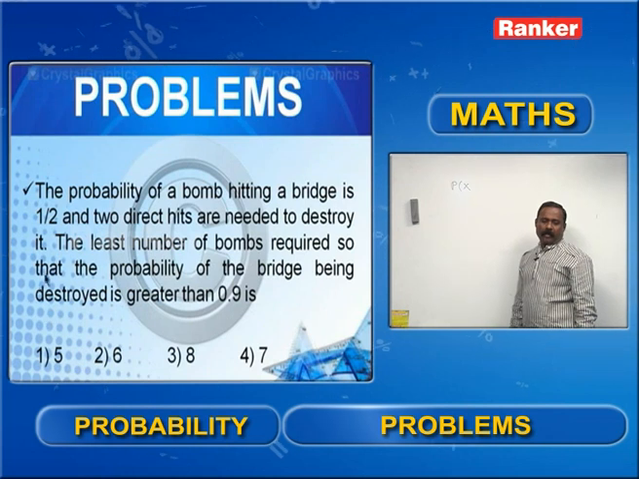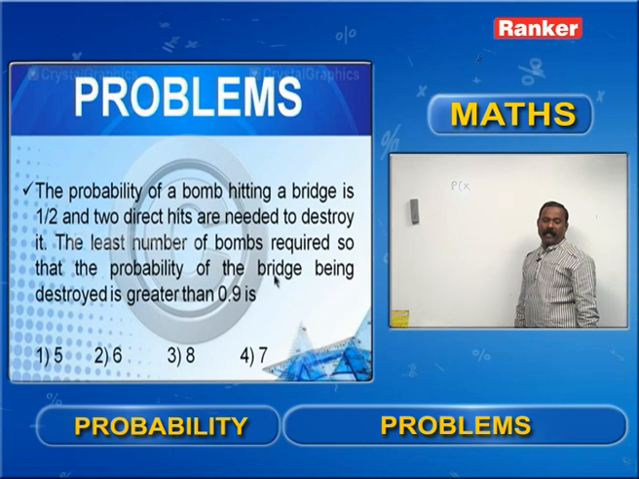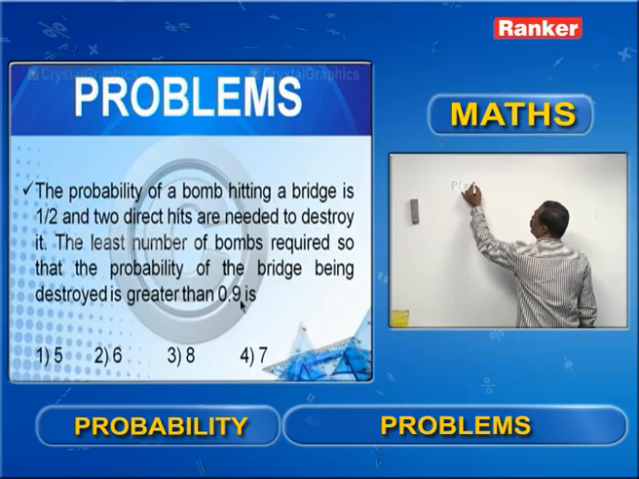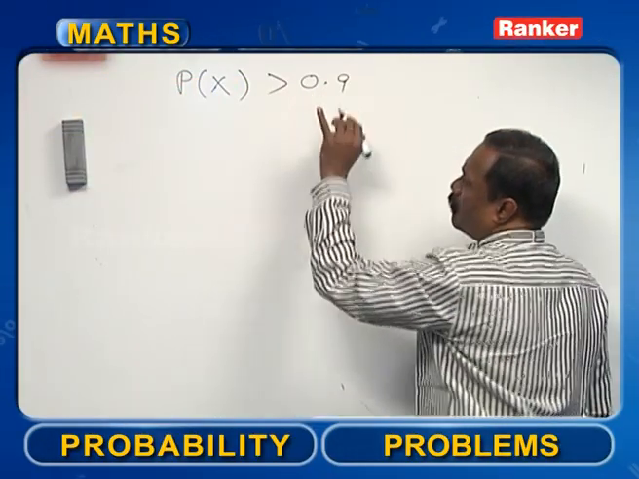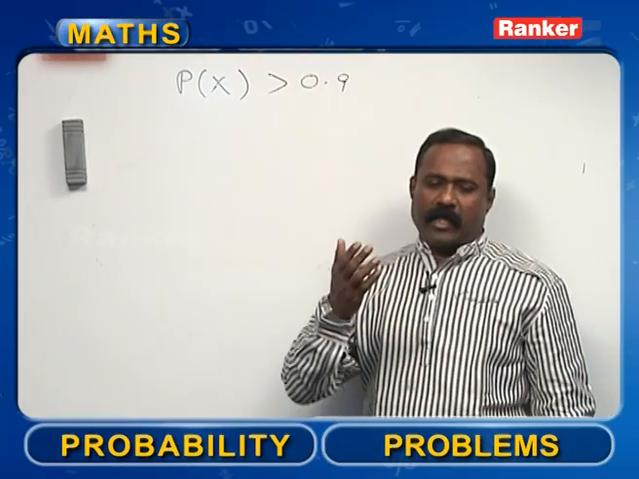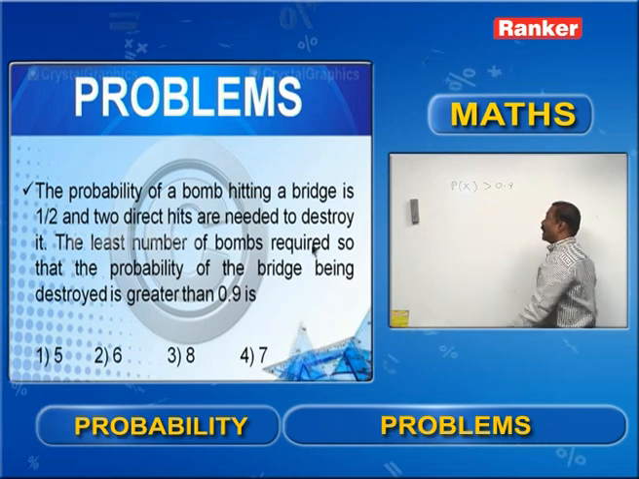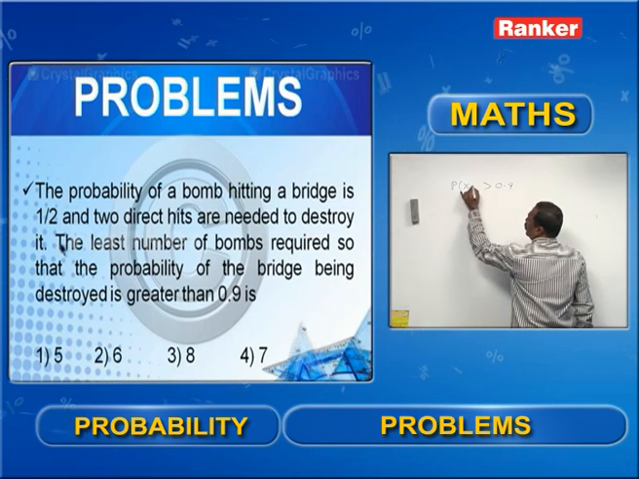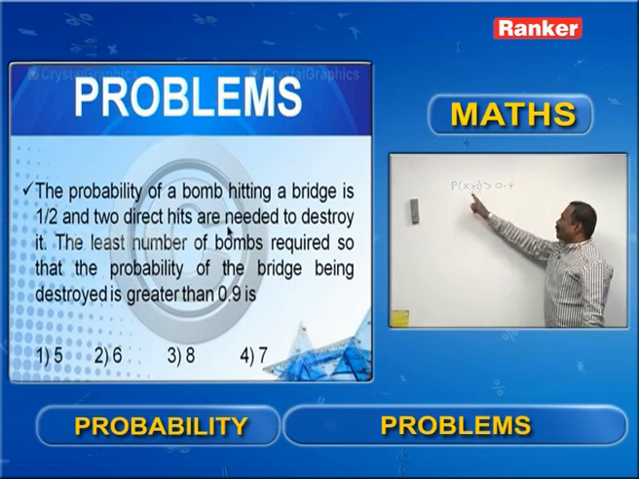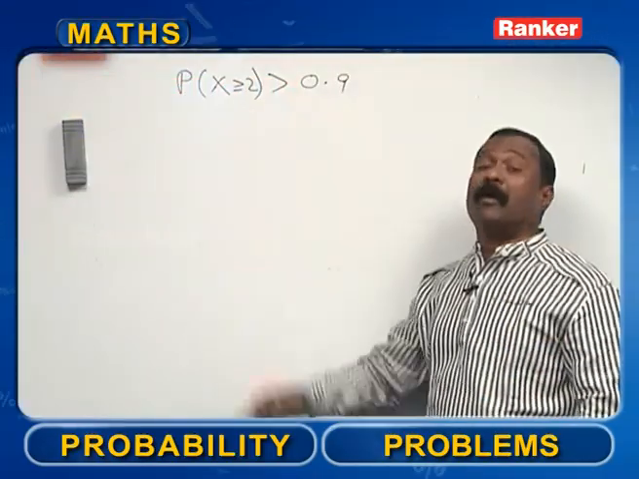The probability of the bridge being destroyed should be greater than 0.9. So how many bombs are needed at least? 2 direct hits are needed to destroy it, which means x should be greater than or equal to 2. Understand? Probability of x greater than or equal to 2 means it may be 2 bombs or 3 bombs or 4 bombs. A minimum of 2 bombs must be there.